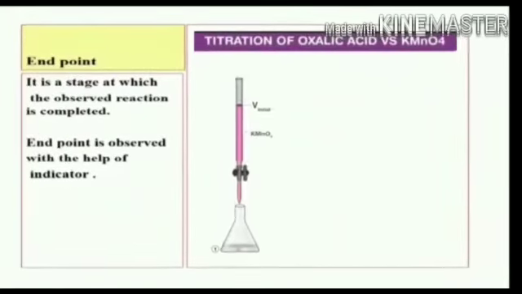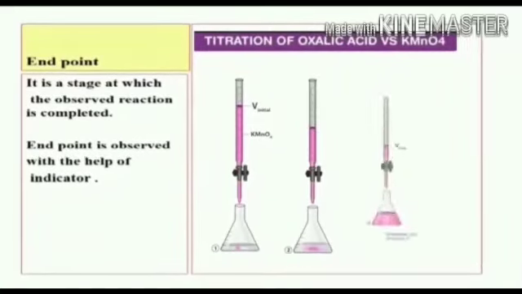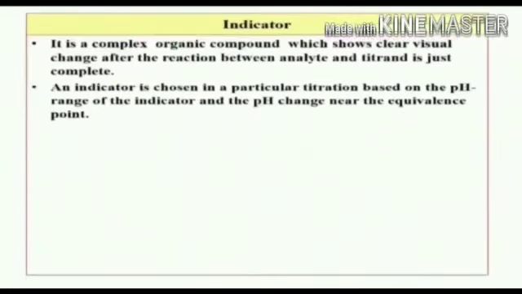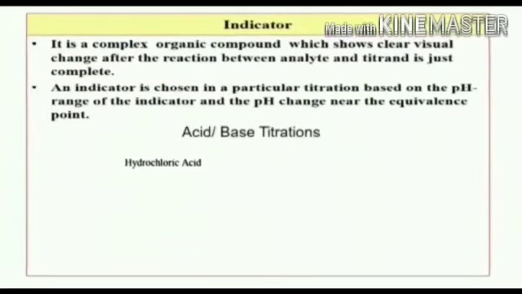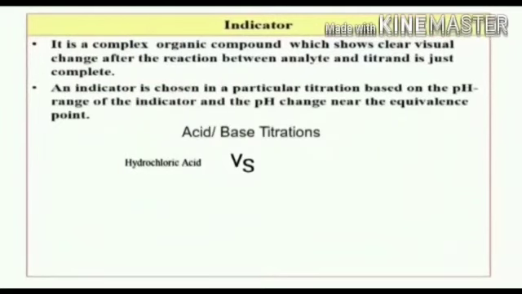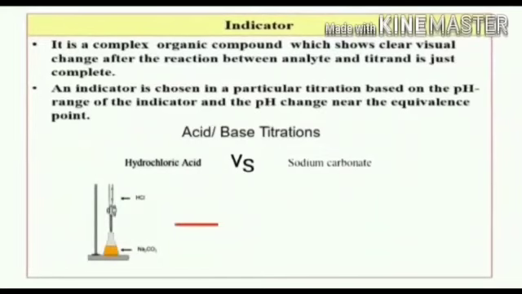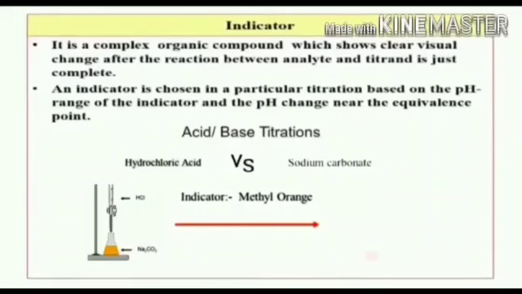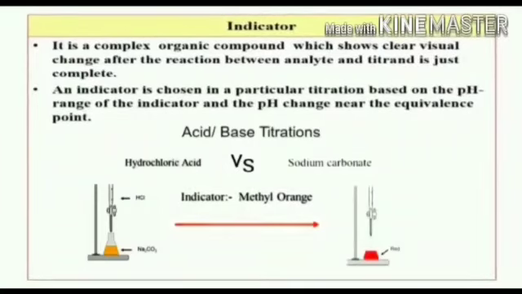Endpoint. It is a stage at which the observed reaction is completed. Endpoint is observed with the help of an indicator. Indicator. It is a complex organic compound which shows a clear visual change after the reaction between analyte and titrant is just complete. An indicator is chosen in a particular titration based on the pH range of the indicator and the pH change near the equivalence point.